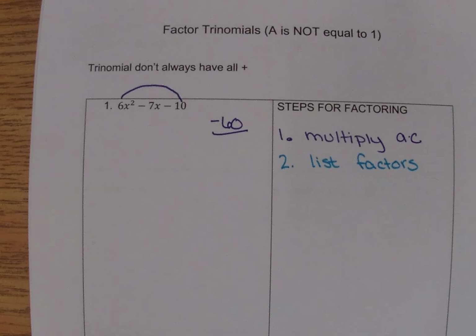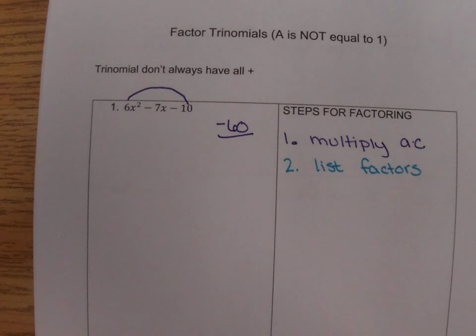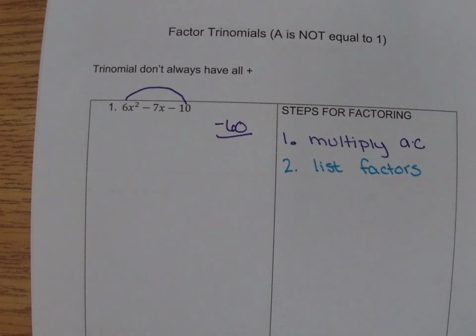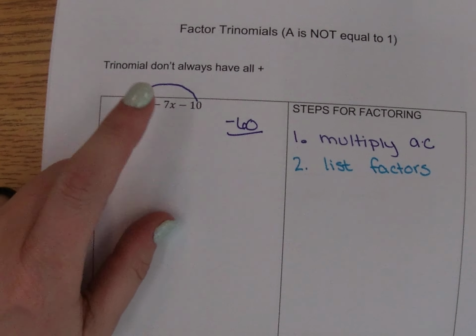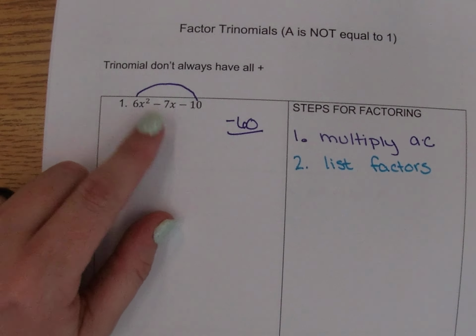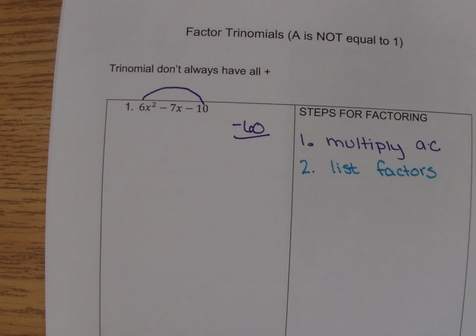So one of the things that we have to think about is what types of numbers multiply to negative 60. And we know the types of numbers that multiply to negative 60 are one negative and one positive. We then want to think about the fact that they're going to add up to a negative 7. So if it adds up to a negative number, I always want the larger number to be negative. That's really what's happening in this process.